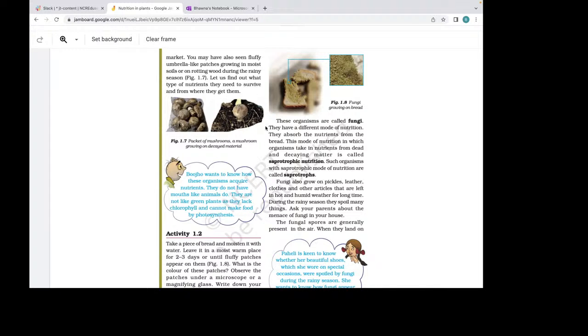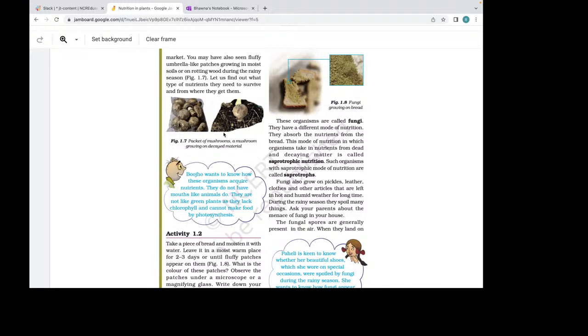So we have to figure out that. Okay, ये कहाँ से अपना न्यूट्रिशन लेते हैं. ना तो ये ग्रीन है, ना तो इनके पास क्लोरोफिल है, ना ही ये अपना खाना खुद बना सकते हैं. तो how do they get their nutrition?